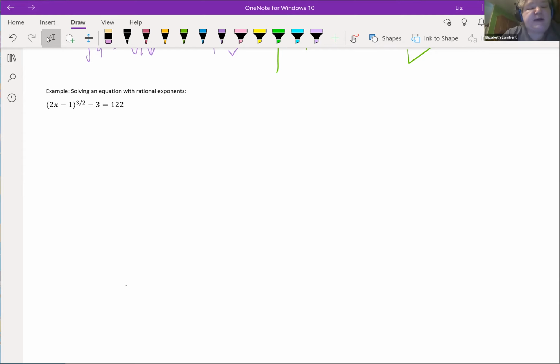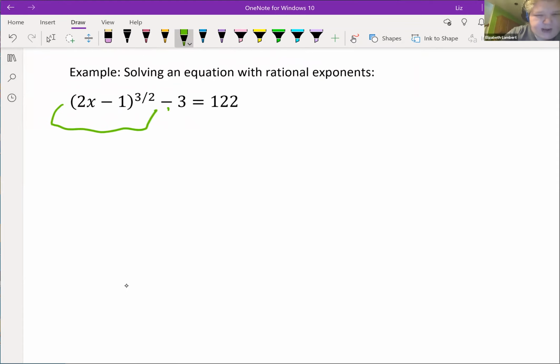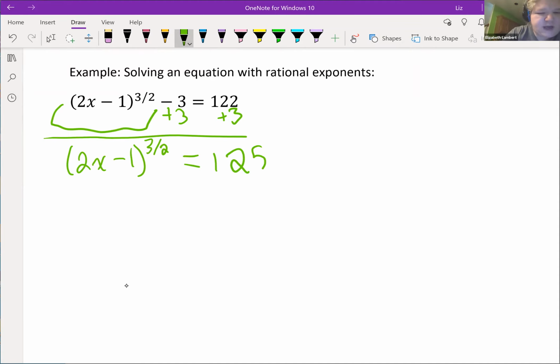So 2x minus 1 raised to the 3 halves minus 3 equals 122. So that radical is hidden here, but that rational or fraction exponent is our radical. So I want to isolate the term that has that fraction exponent. So I'm going to move the 3 over. I'm going to zoom in. Now I'll move the 3 over. So I have 2x minus 1 to the 3 halves is now equal to 125.